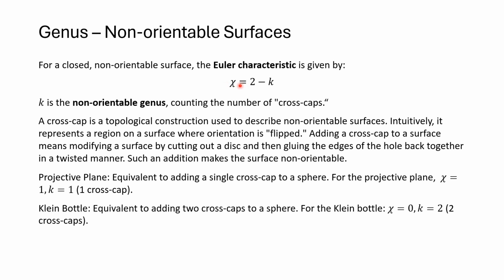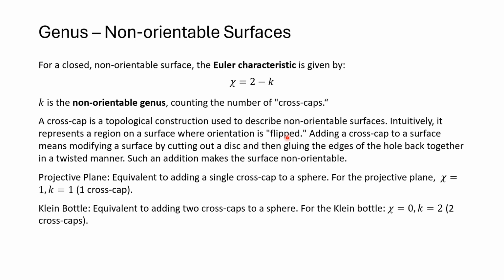So you have a similar formula. The Euler characteristic equals 2 minus k, where k is the non-orientable genus, and that's counting the number of things called crosscaps. A crosscap is a topological construction used to describe non-orientable surfaces. Intuitively, it represents a region on the surface where orientation is flipped.